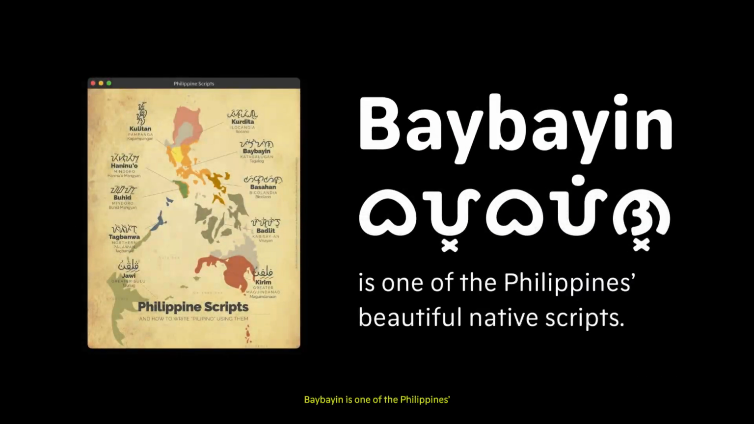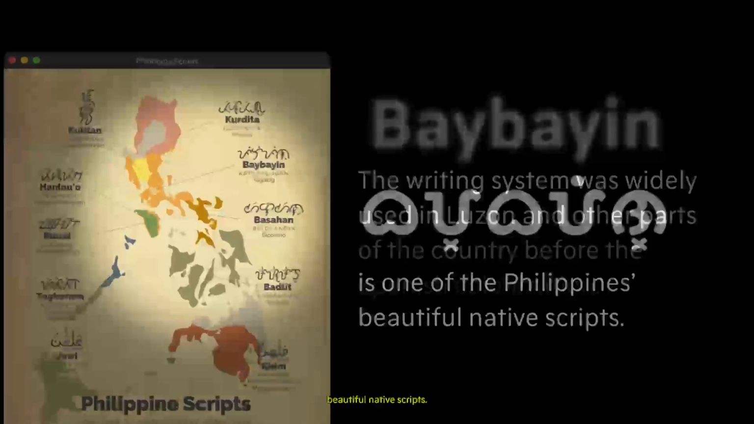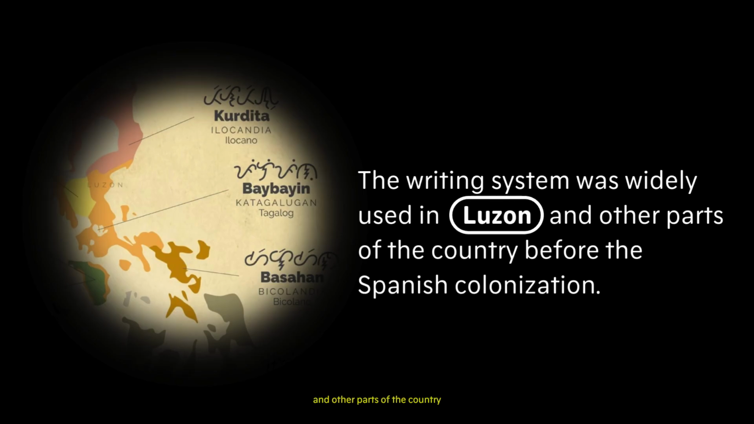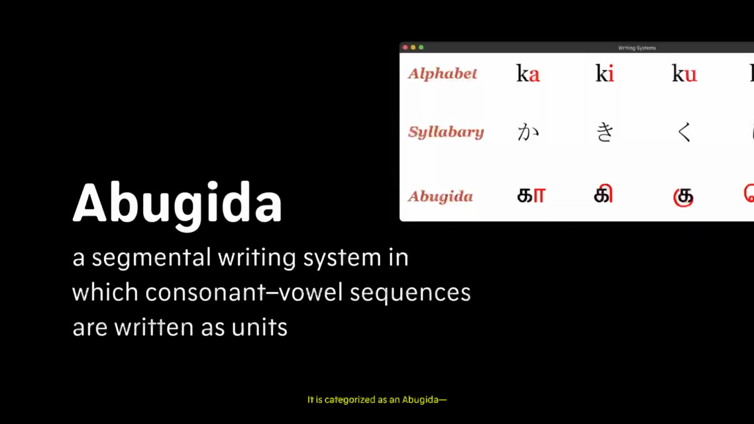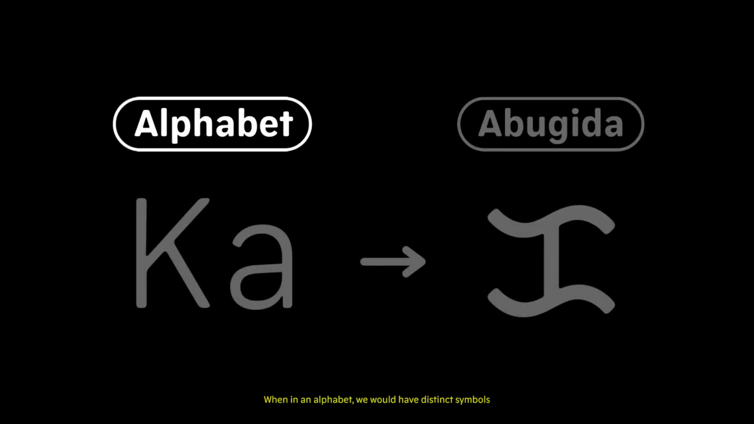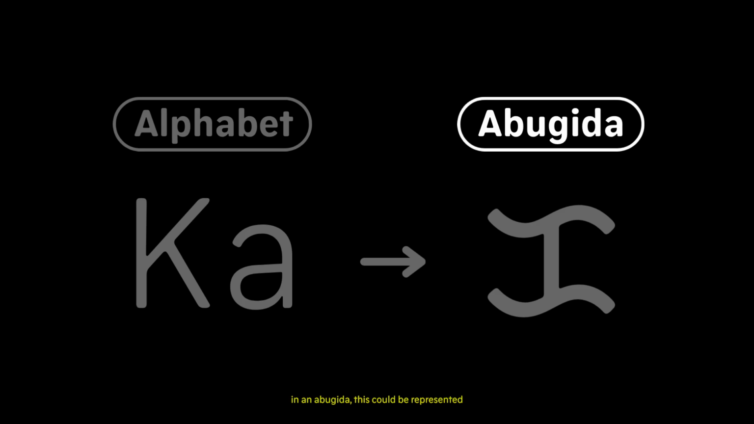Baybayin is one of the Philippines' beautiful native scripts. Geographically, the writing system was widely used in Luzon and other parts of the country before the Spanish colonization. It is categorized as an abugida, a segmental writing system in which consonant-vowel sequences are written as units. In an alphabet, we would have distinct symbols to represent individual sounds. In an abugida, this could be represented by a single glyph.